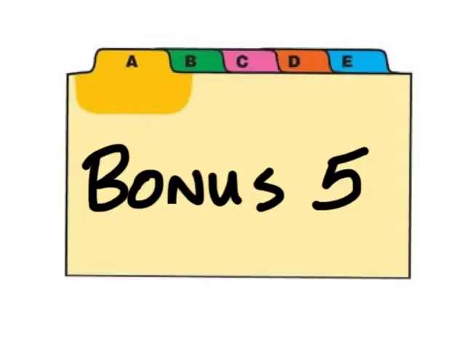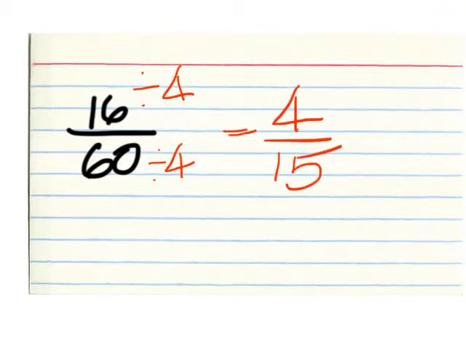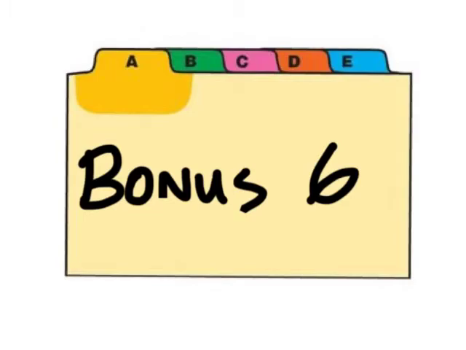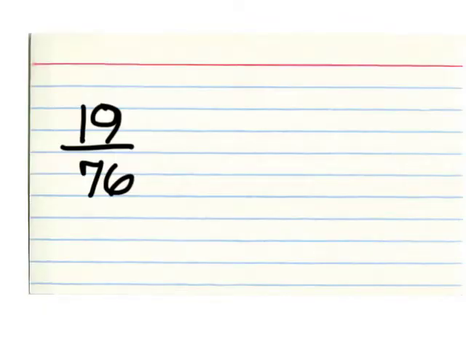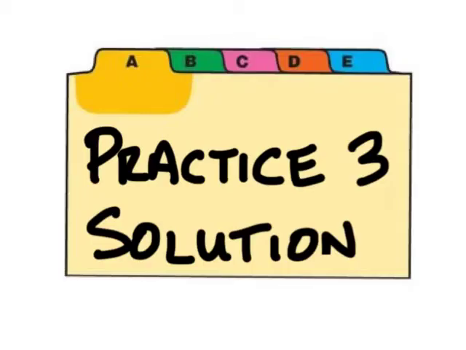51 over 68. Bonus number 5. 16 over 60. If you divide both of these by 4, you'll come up with an answer of 4 over 15. Here's another bonus. 19 over 76. Answer to the bonus is 4.